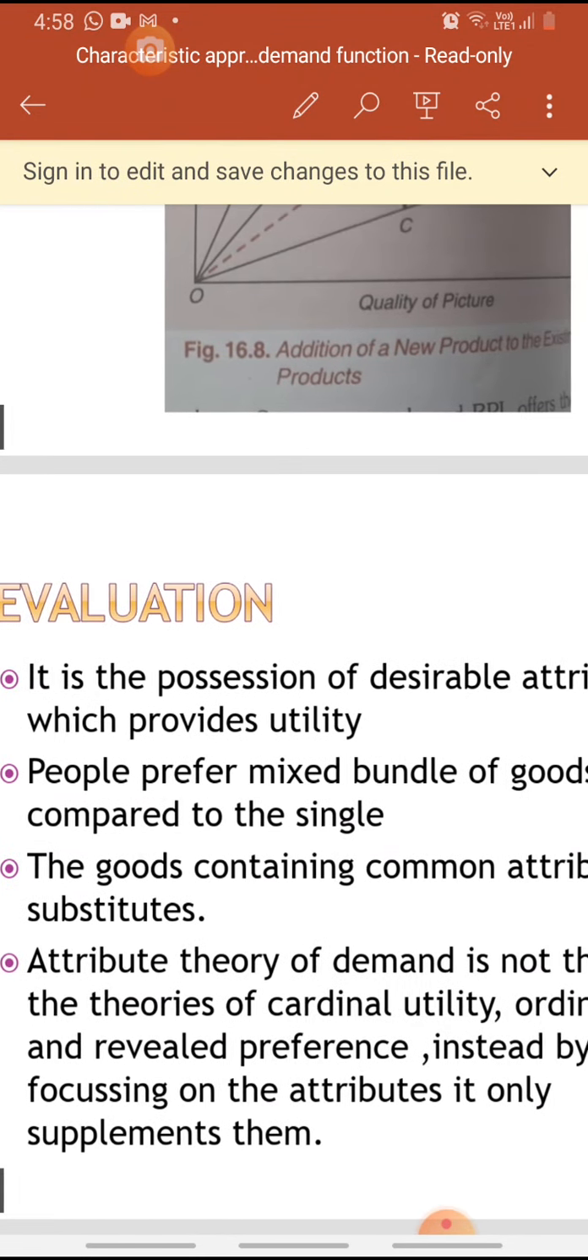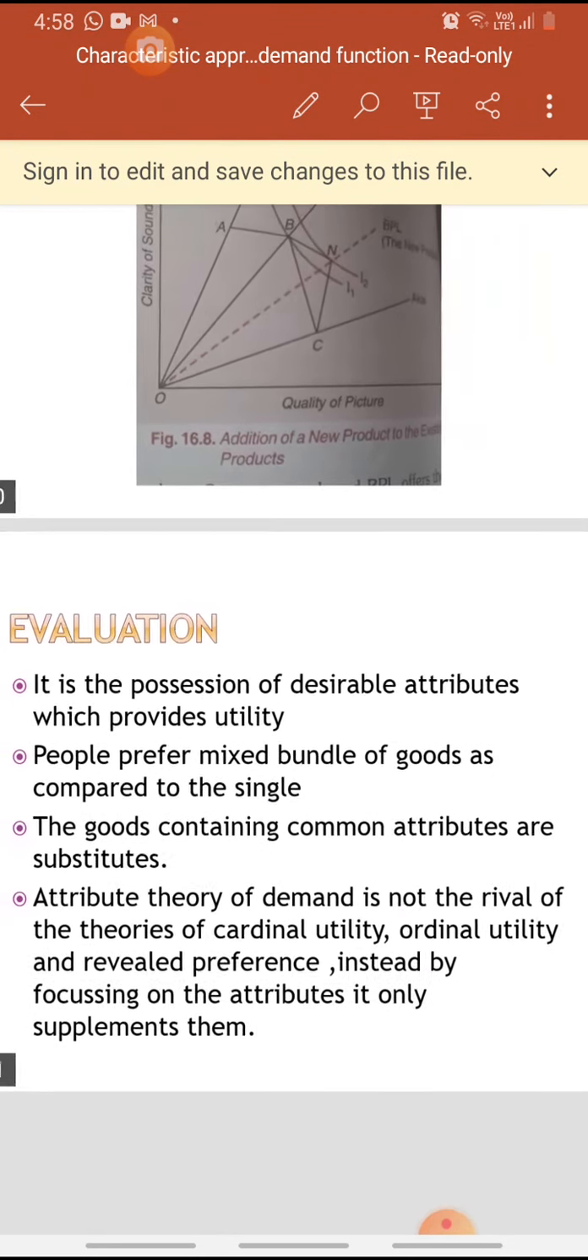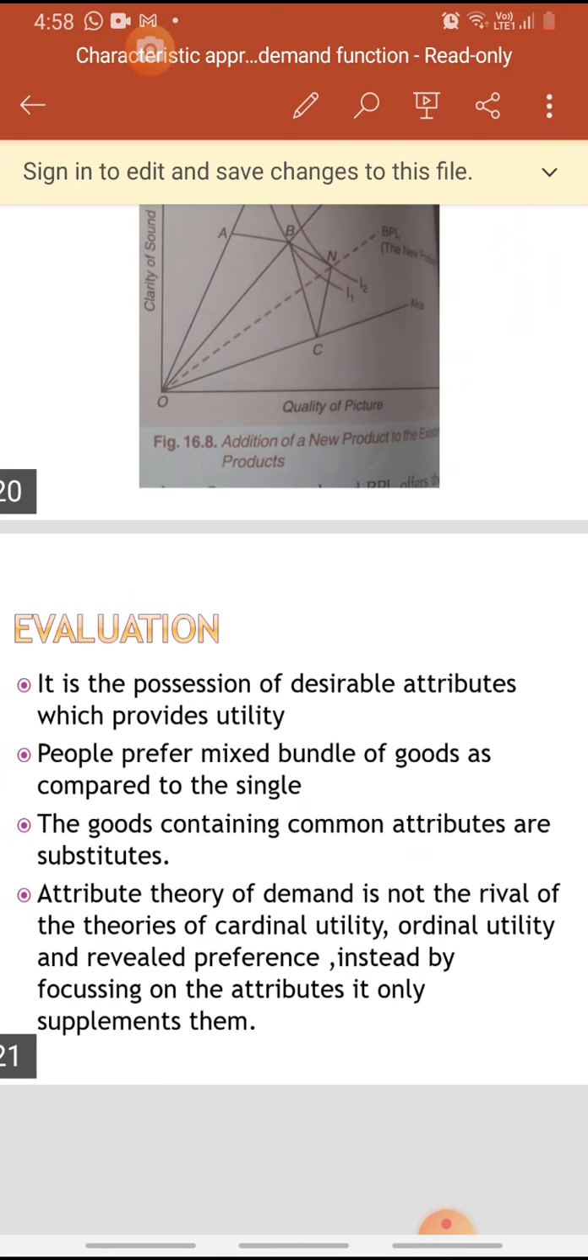Evaluation. It is the possession of desirable attributes which provides utility. People prefer mixed bundle of goods as compared to single. The goods containing common attributes are substitutes. Then attribute theory of demand is not the rival of the theory of cardinal utility, ordinal or revealed preference. Instead, it is focusing on the attributes, it only supplements them.